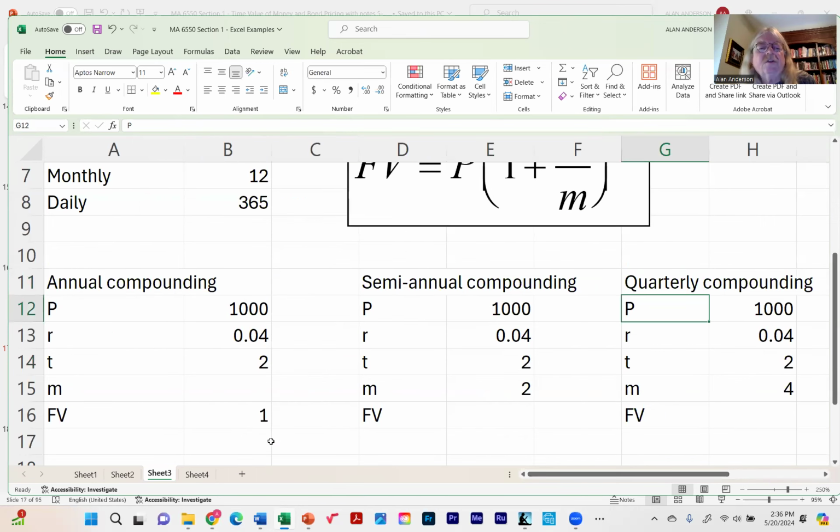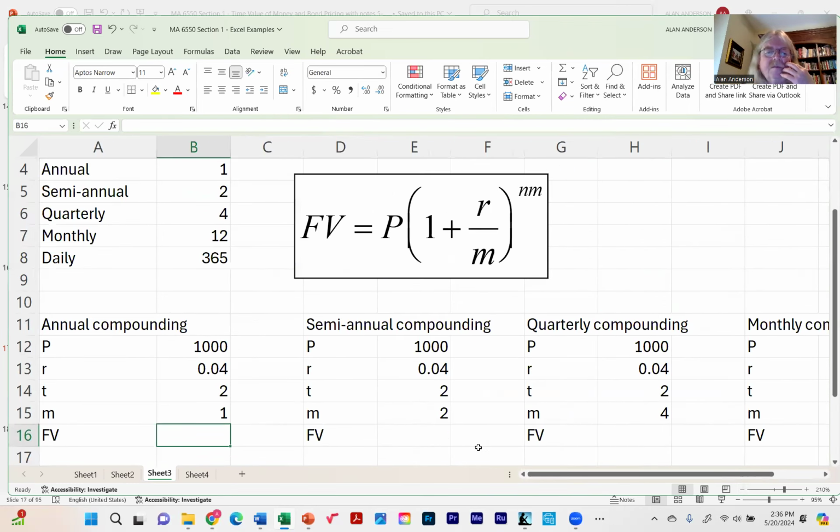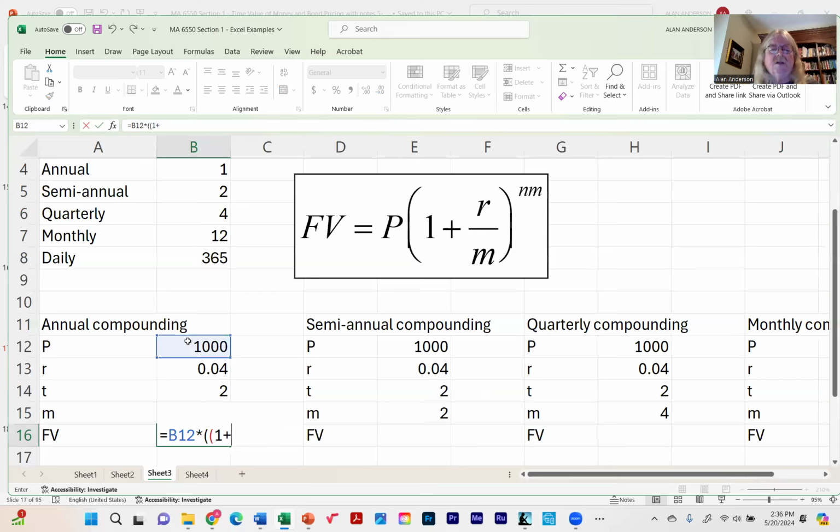Now, what I would encourage you to do with these formulas, by the way, I realized I goofed this up, is make them general enough so you can move them around and reuse them over and over again. So here's what we're going to do. We're going to use cell references instead of constants. So for example, here I'll have P times 1 plus the ratio of R to M. We have to be very careful with the parentheses. And then here we have a ratio of N times M.